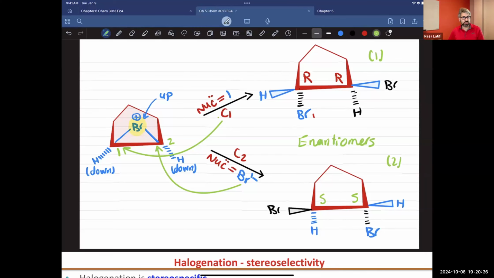And again, we don't have a mirror or inversion center. So each one will be optically active, but we're going to get 50% from each one. So the mixture will not be optically active because we have 50-50 from each one. But the relationship between them is enantiomeric.